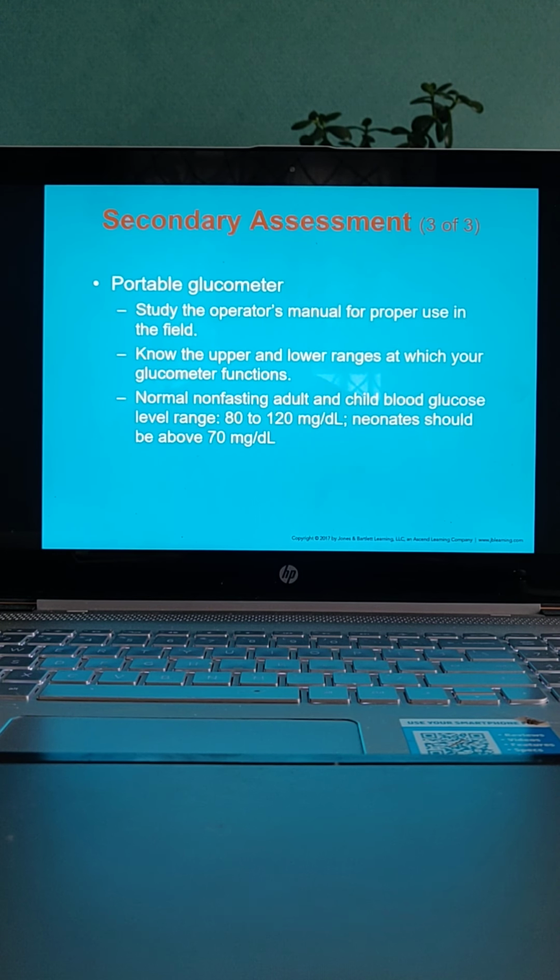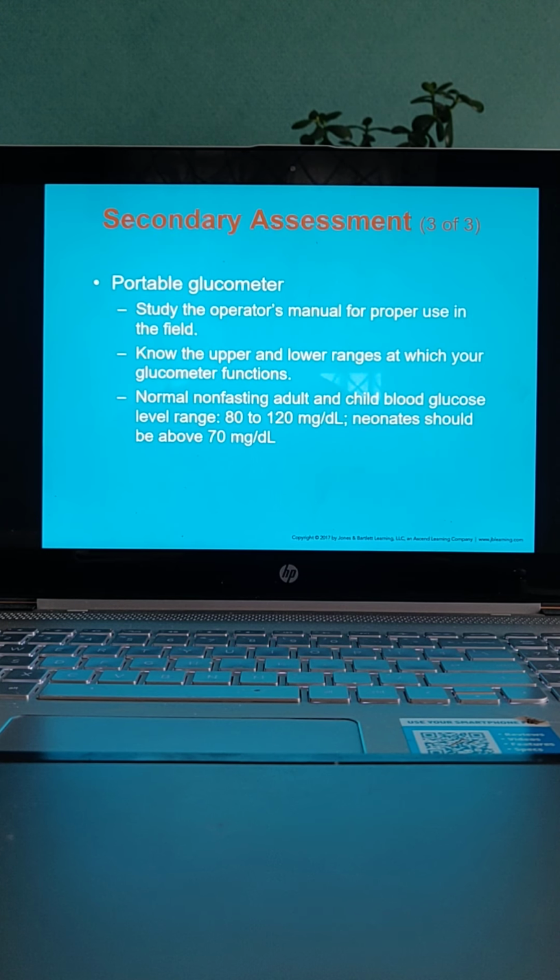Portable glucometer. Study the operator's manual for proper use. Know the upper and lower ranges at which your glucometer functions. Some glucometers, if it can read up to a BGL of 500, anything over 500, it just says high. It won't tell you 550, 600, 700. If it reaches 500, it'll just print out the word high on the monitor.